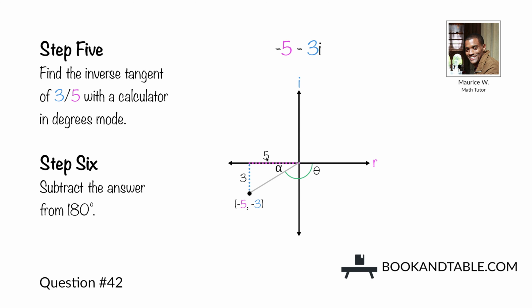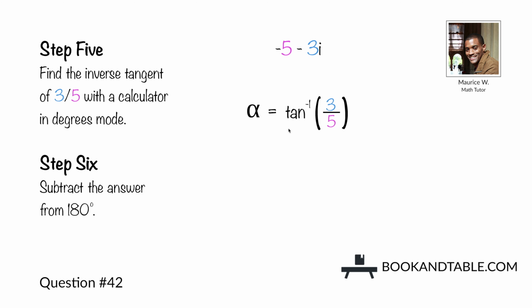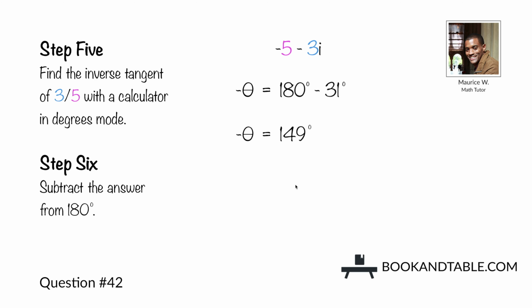So to calculate the alpha angle, we'll find the inverse tangent of the opposite side over the adjacent side, which would be 3 over 5. When we plug the inverse tangent of 3 over 5 into our calculator in degrees mode, we see that the alpha angle is equal to 31 degrees. We then want to subtract 31 degrees from 180 degrees to give us negative theta. 180 degrees minus 31 degrees is equal to 149 degrees.